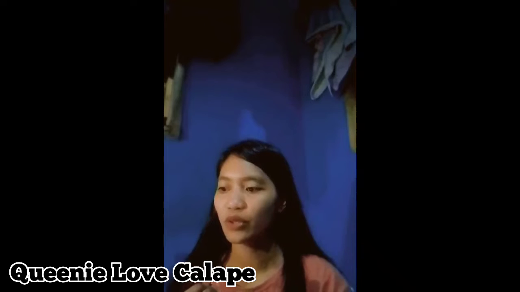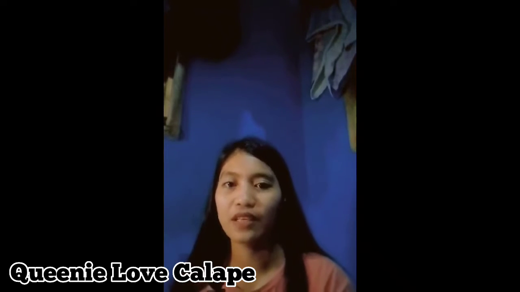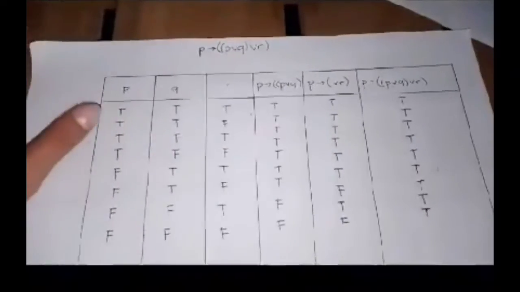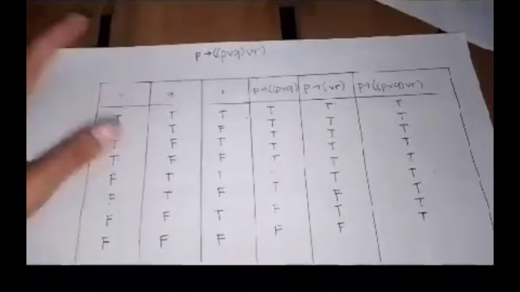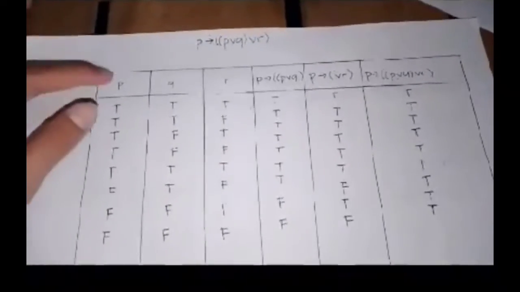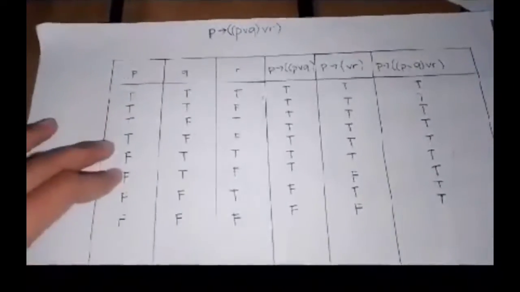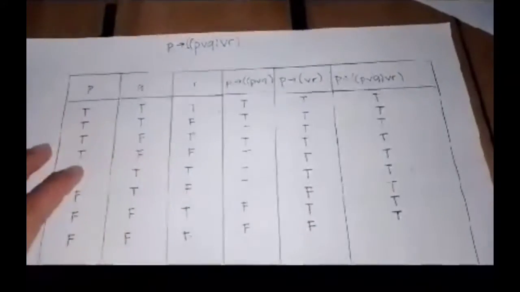Good day everyone, I am Queen Kalapi and today I'm going to identify if this propositional form is a tautology by using truth tables. This is the table showing whether the propositional form is a tautology. We have the propositional form P only if P or Q, either Q or R rather. So we have three statements to be used, P, Q, and R. We have the table of true and false.